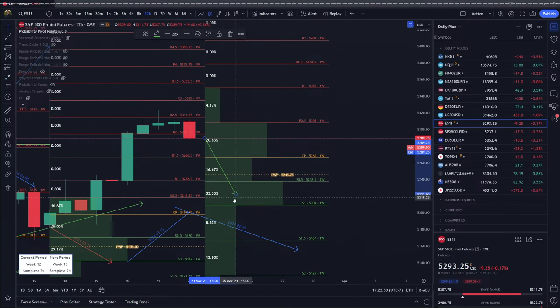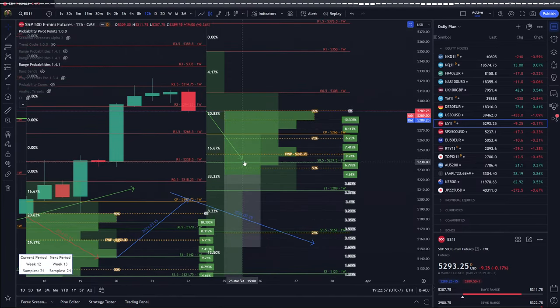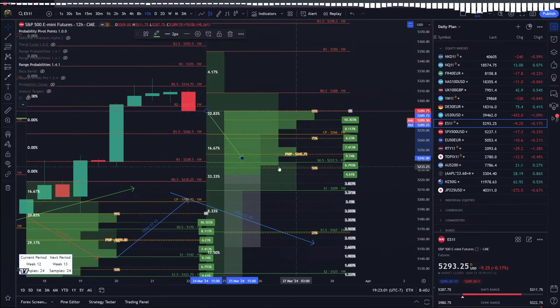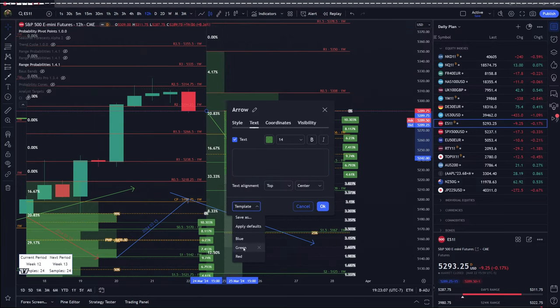I'm going to go with this area here between central pivot and S1 relative to the pivots. Yeah, I kind of target the middle of that spot, the S0.5. So let's go ahead and do that. Set this to red.